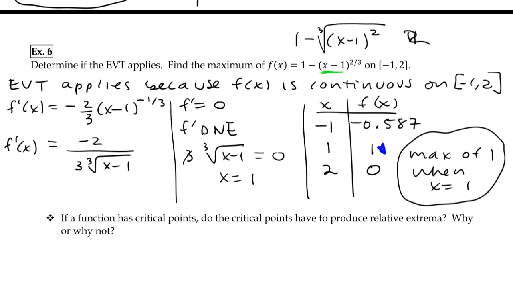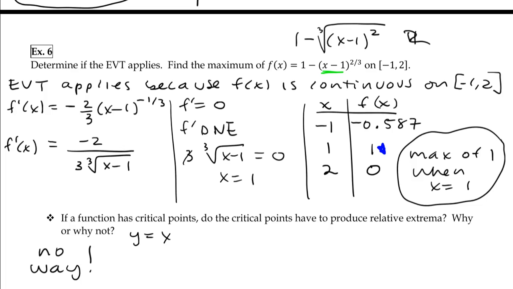If a function has critical points, do the critical points have to produce relative extrema? Can you guys think of a function which has a critical number that is not a relative extrema? Pause and try to think of one, and then I'll show you. Okay, I'll say, no way. Just because it has a critical number, that does not have to be a relative extrema.